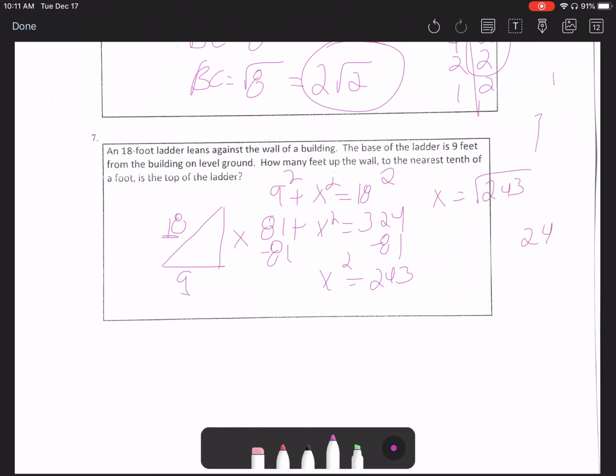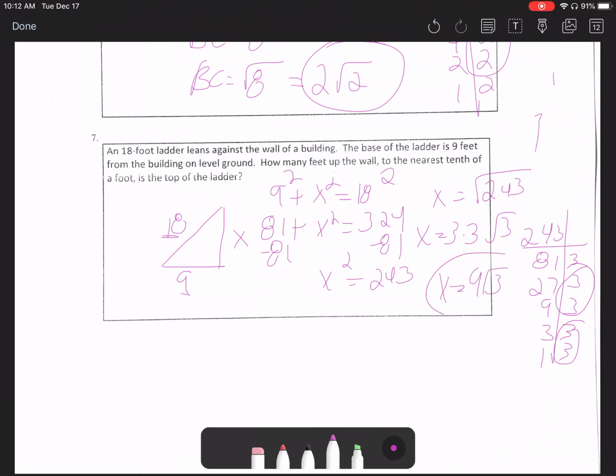We simplify 243. 2 does not go into 243, but 3 does. 3 goes into 24 eight times, 3 goes into 3 once. 3 goes into 81, 27 times. 3 goes into 27, 9 times. 3 goes into 9, 3 times. 3 goes into 3 once. And so what I see is I have 2 pairs of 3's out here. So this is going to be a 3, a 3, radical 3. And so x is equal to 9 radical 3.